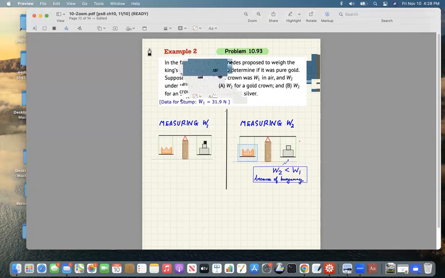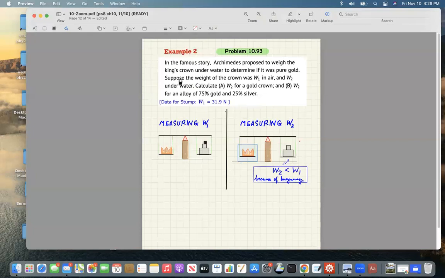Here's another example. This is also buoyancy. This is the famous story of Archimedes and the king's crown. In the famous story, Archimedes proposed to weigh the king's crown underwater to determine if it was pure gold. He actually determined the material the crown was made of by a slightly different method, but this is a method he could have used.